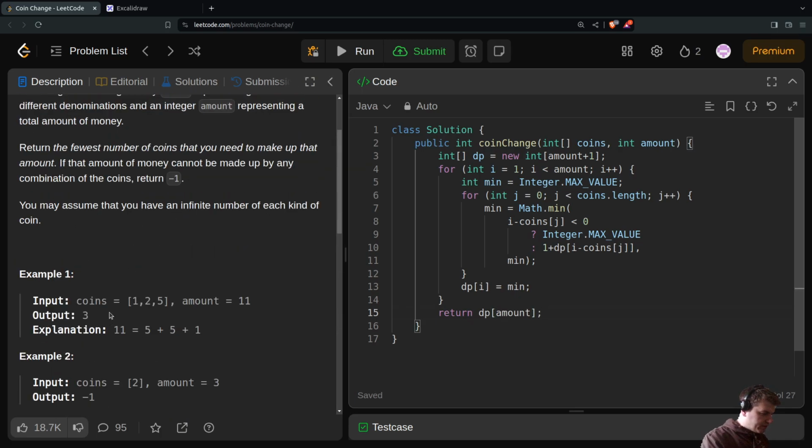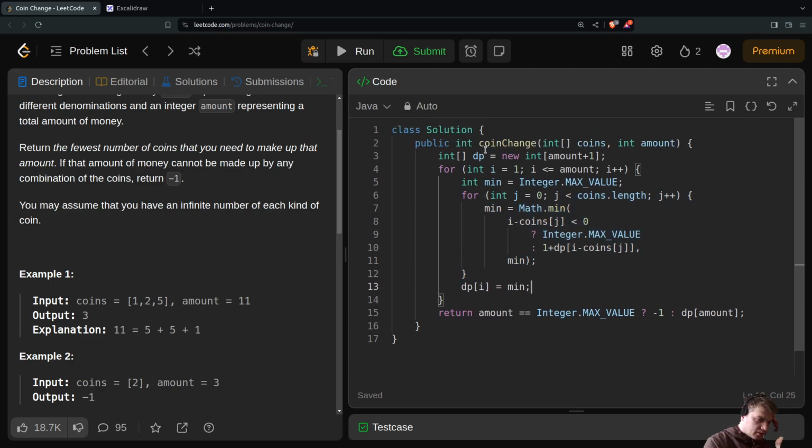And then I need to check if it's impossible to get the amount. I'll check if dp of amount is equal to integer max value, then return -1, otherwise dp of amount. So let me think about that.